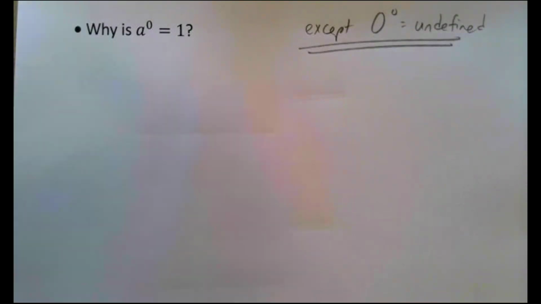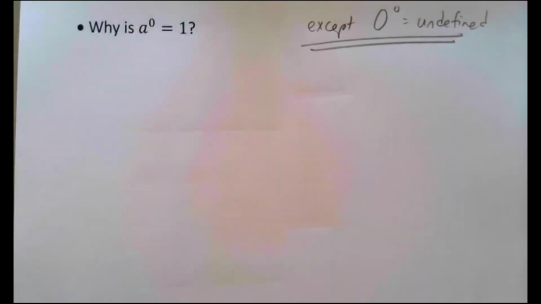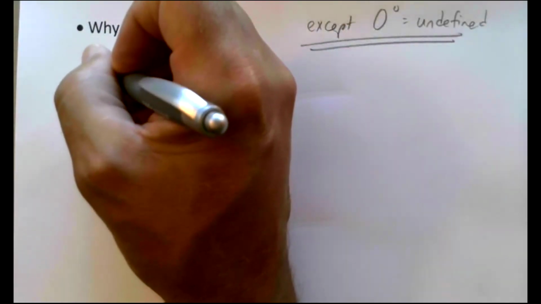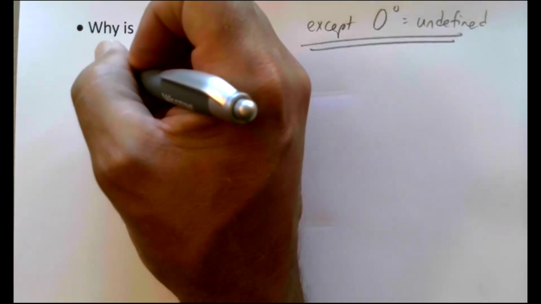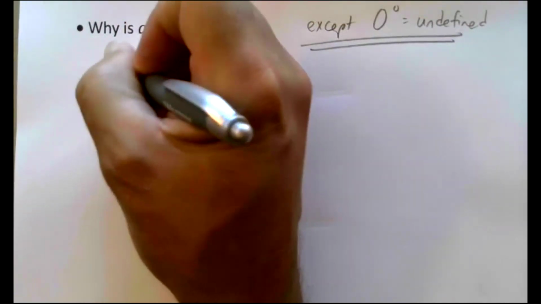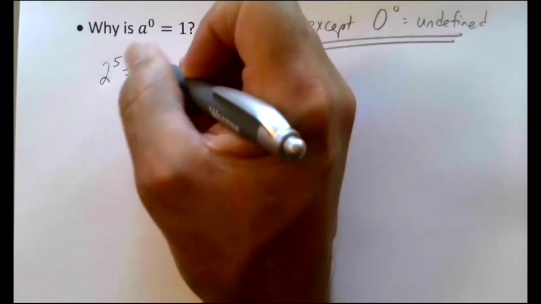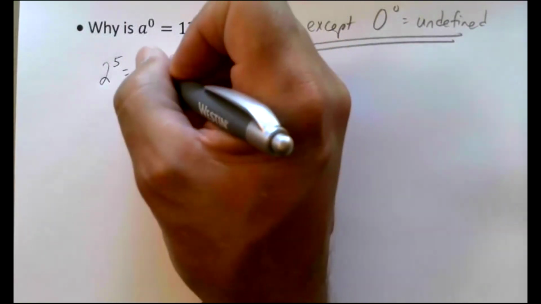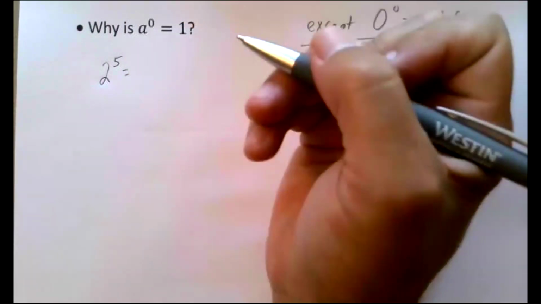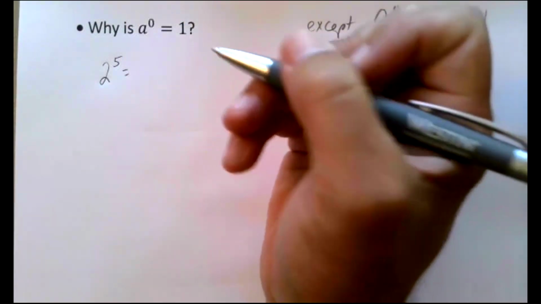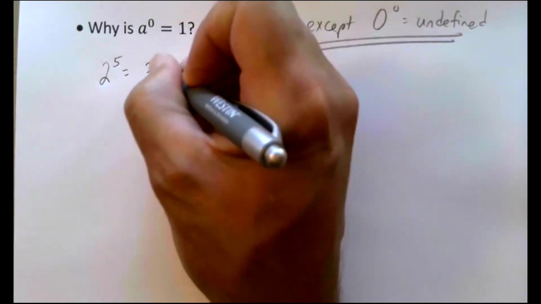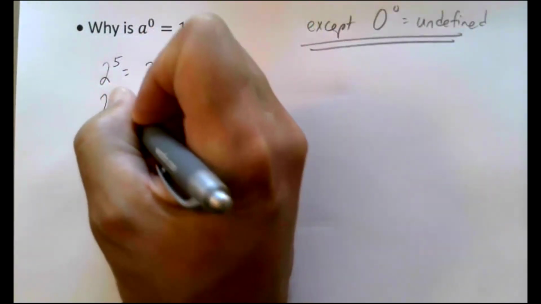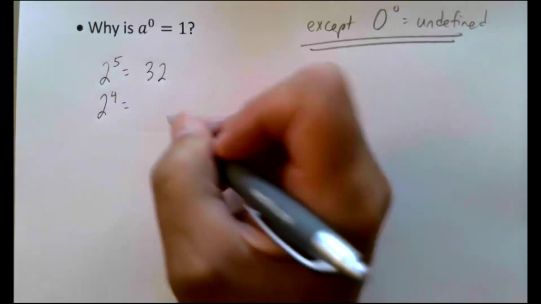A couple different ways I could show you this. Let's say 2 to the 0. Why would 2 to the 0 be equal to 1? Well, let me show you some other powers of 2. When mathematicians were first defining how powers work, 2 to the 5th power means 2 times 2 times 2 times 2 times 2. Go ahead and do that. You'll see it's 32.